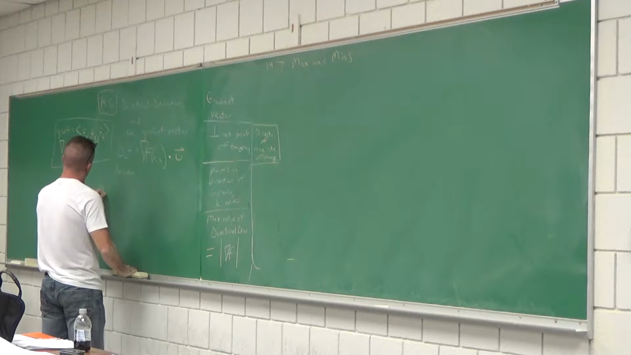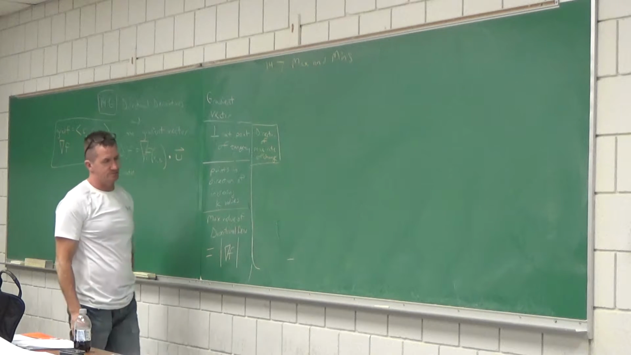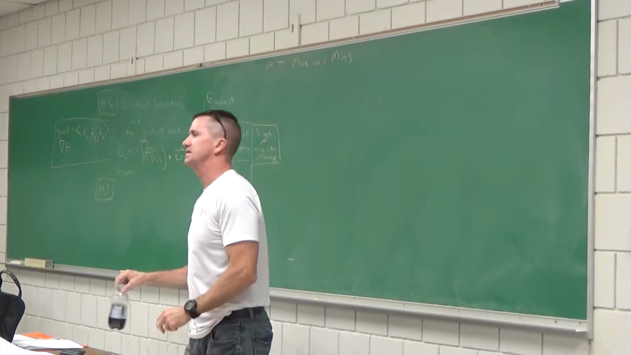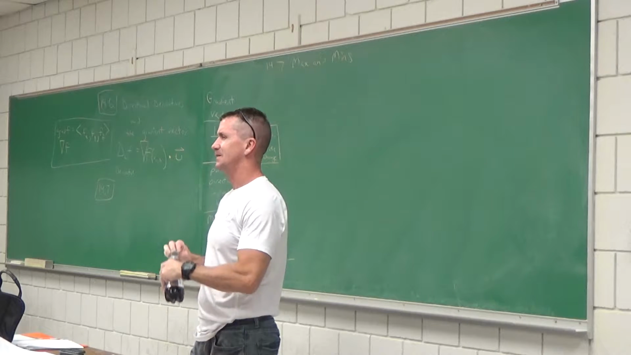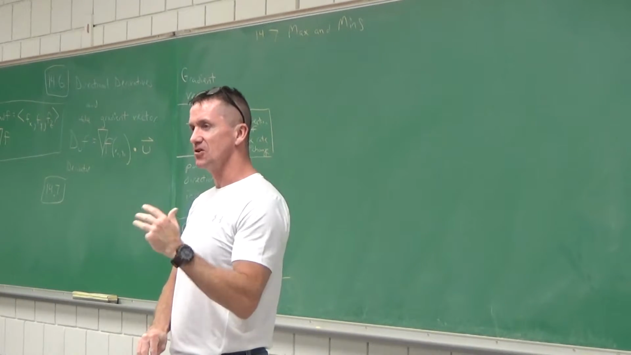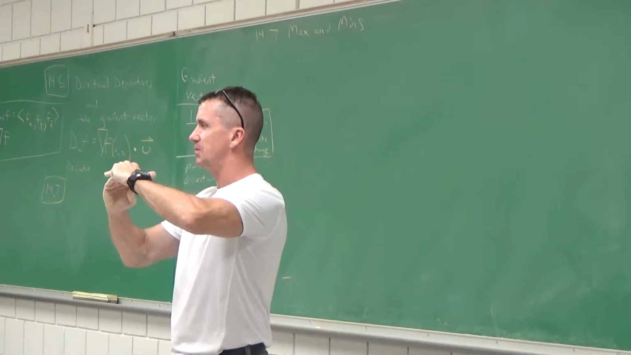14.7, max and mins. And they give you some equation. How do you get max and mins in Calc 1? Okay, double derivative, right? You get the first derivative, right? And it was where the first derivative equaled 0 because the slope would be 0.